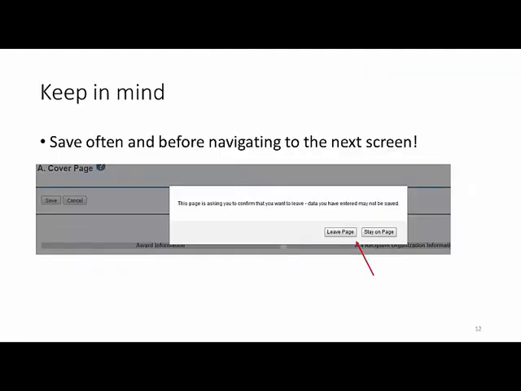So if anyone knows anything about RPPRs, you know this stupid pop-up. Every time you try to navigate somewhere, even if you hit save, this is going to say, are you sure you want to leave the page? And you're like, yes, I hit save, or I didn't update anything. You're still going to see this. So it's a little bit of an annoyance, but it's just part of the eRA Commons module.